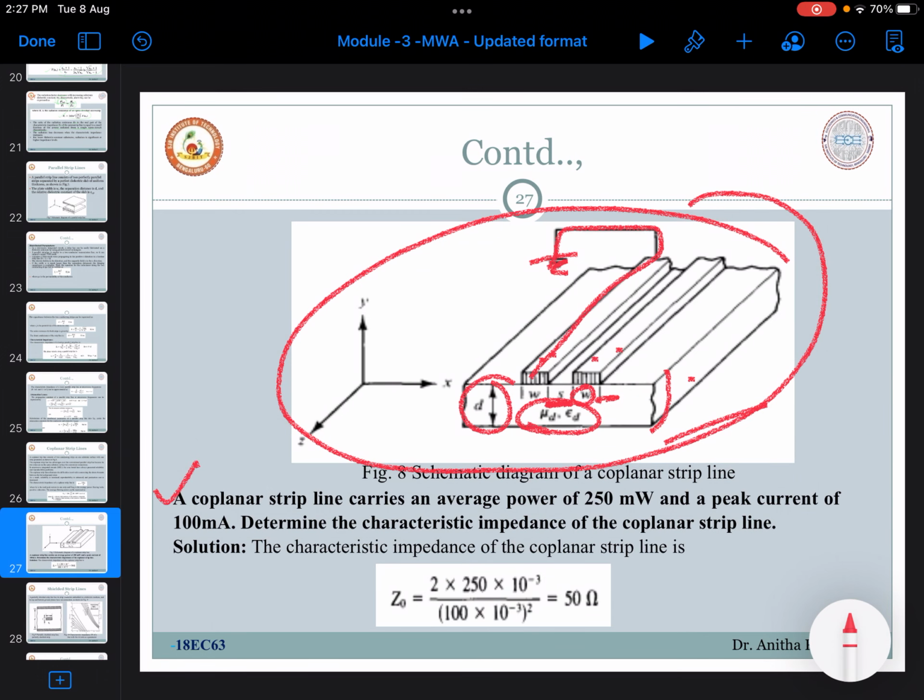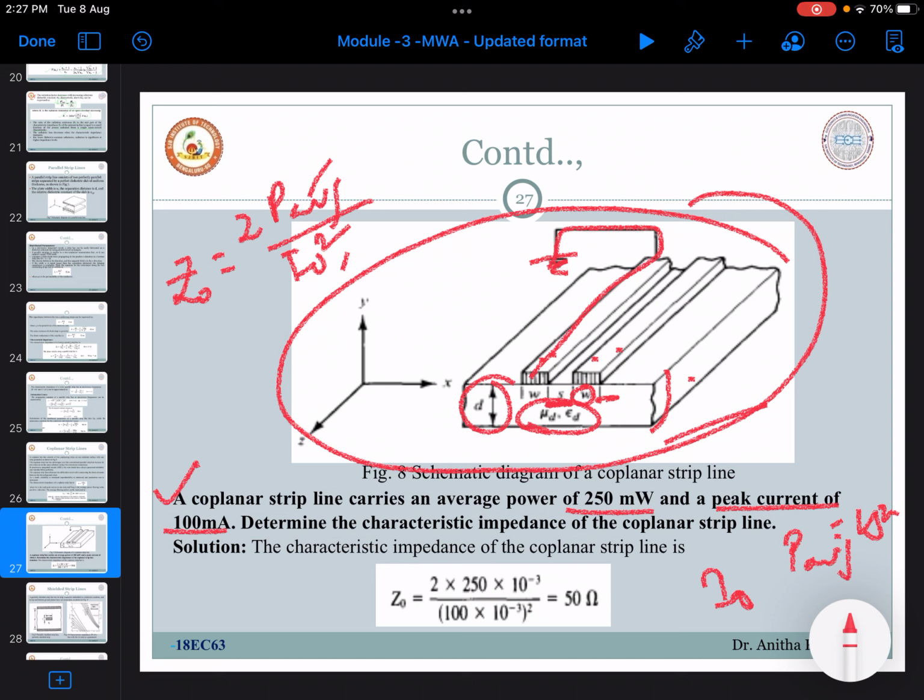And if you look into the problem, a small problem, they have given you the average power, P average, which is 250 milliwatts, and the peak current I naught is also given to you, 100 milliamps. You have been asked to determine the characteristic impedance. The formula, as we have just seen, is Z naught equals 2 into P average divided by I naught squared. P average and I naught are known to you; just substitute, and if you evaluate, you will get the value of characteristic impedance as 50 ohms.